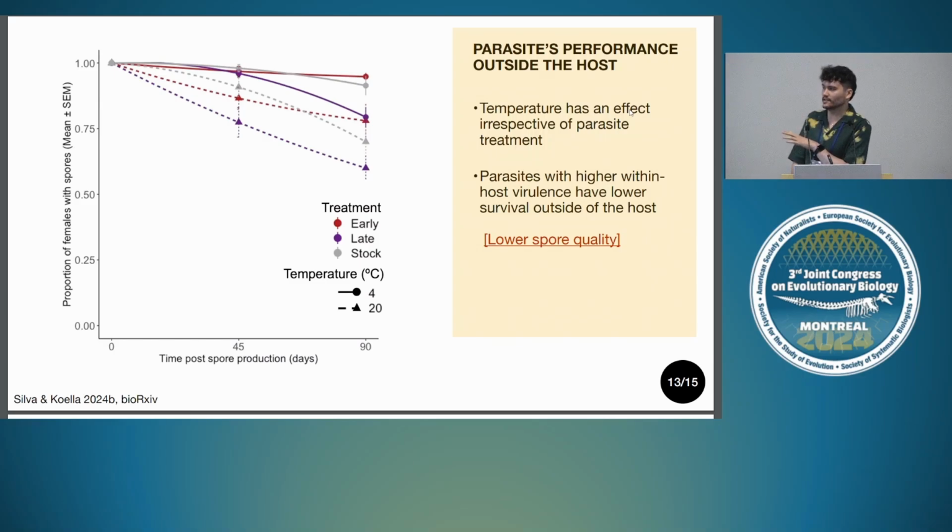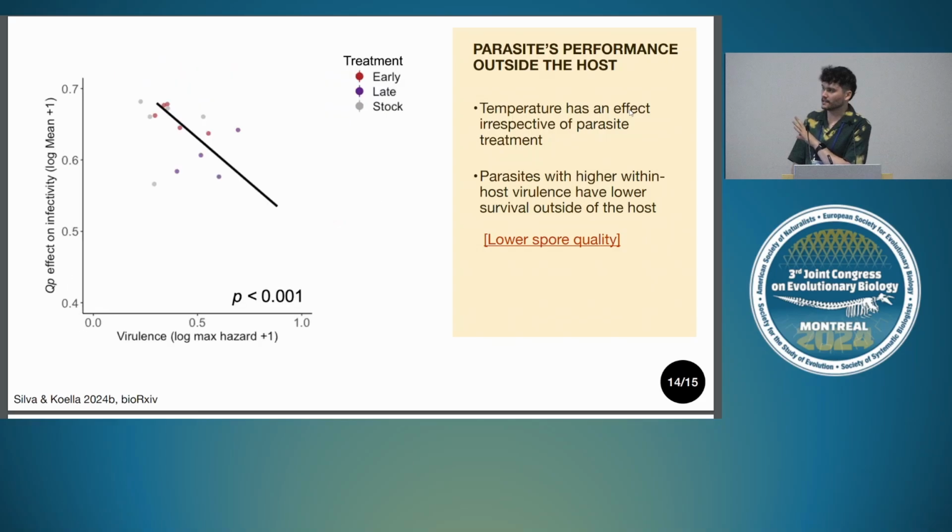And why do we know that is lower spore quality? Because we measured it by these concepts that I mentioned before, QP and QE, and we have here basically a correlation between parasite quality and the virulence of each of the different parasites, and we have a negative correlation, meaning that basically the most virulent ones have lower parasite quality.